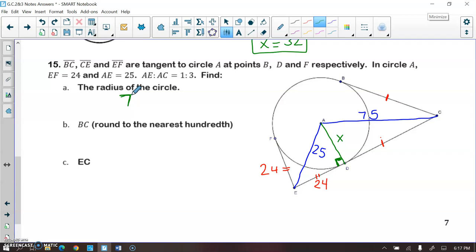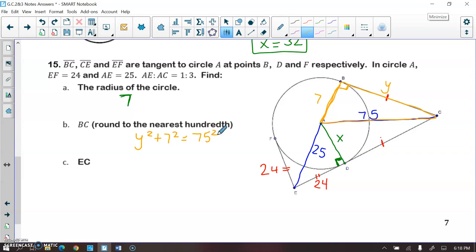So then to find BC, I'm going to connect A to B. And that's also a radius, so I know that that's 7. And again, a radius to a tangent creates a right angle. So now I can use the Pythagorean theorem on this yellow right triangle to help me find BC, which I'm going to label as y. So I'm going to do y squared plus 7 squared is equal to 75 squared.